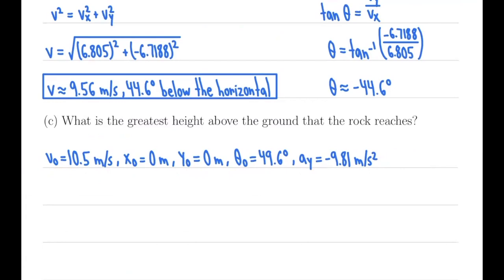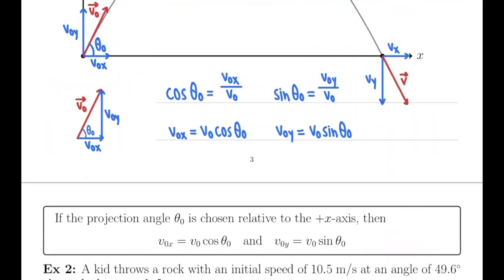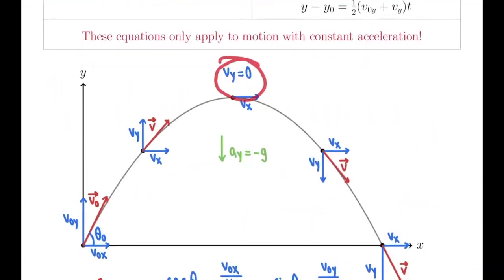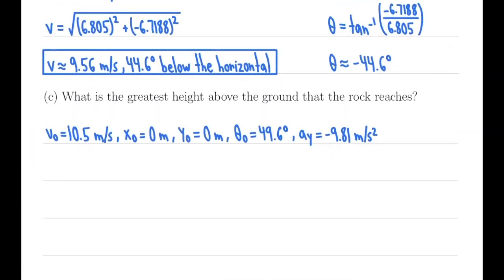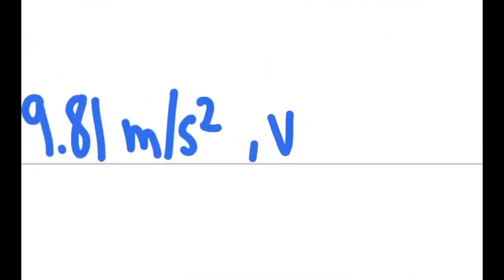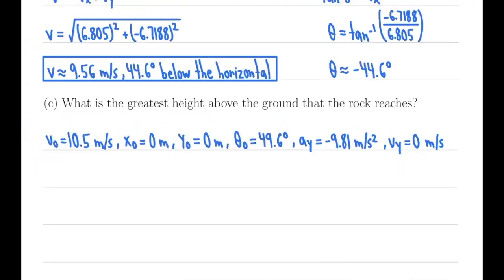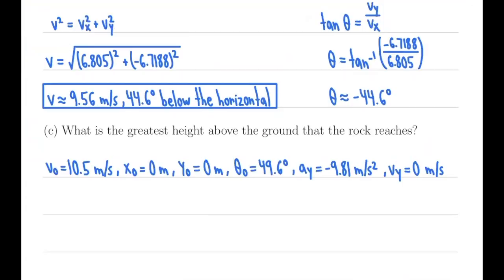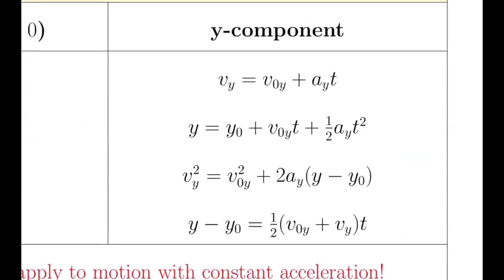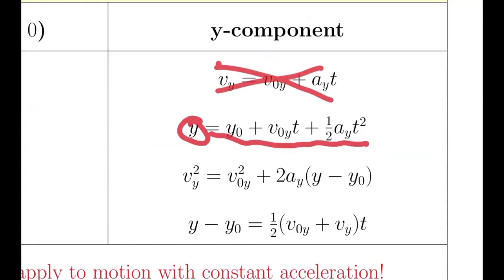But one new thing we know, remember, at the greatest height, the height of that arrow is 0. Vy equals 0 at the max height. That's very important here, so I'm going to add that in. And we want to figure out the greatest height, which is y. Y equals what? Let's look at our equations. This equation doesn't have y in it, so we're not using that.